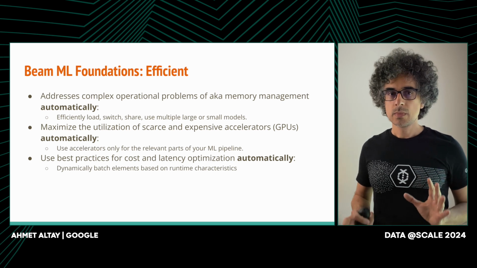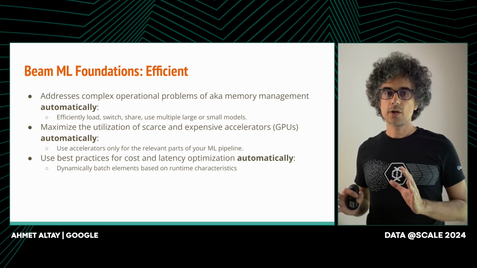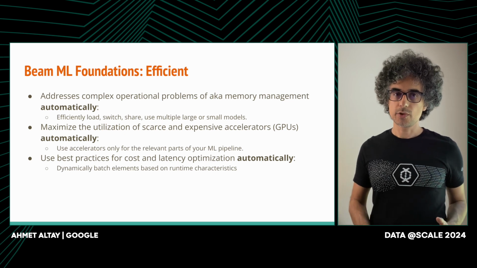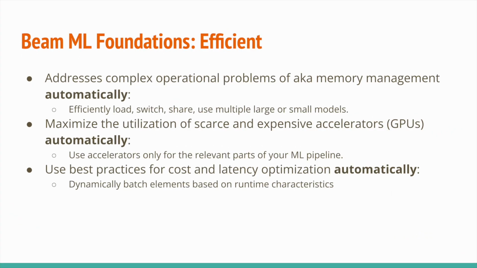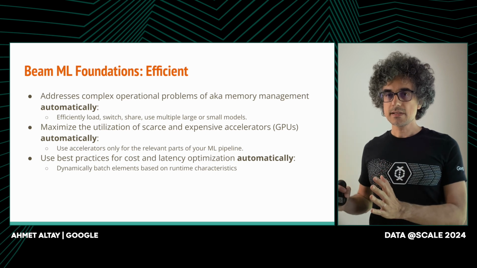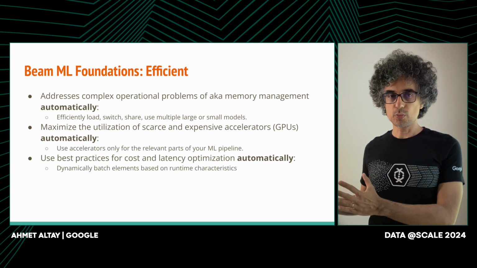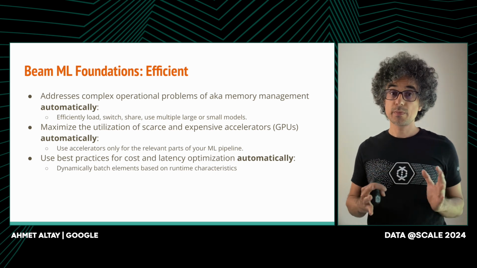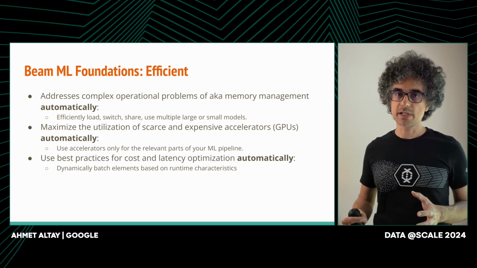To bring this all up, BeamML is efficient out of the box. It does a number of things automatically for you. It can solve the complex operational problem of memory management, whether you have small models or large models. It will efficiently load, switch, share, and use different models as needed by a given pipeline. It will maximize the utilization of scarce and expensive resources, GPUs, automatically. It will use GPUs only where it's relevant, where it will make sense, therefore increasing the utilization of your GPU pool. Finally, it will use best practices for cost and latency optimizations automatically.